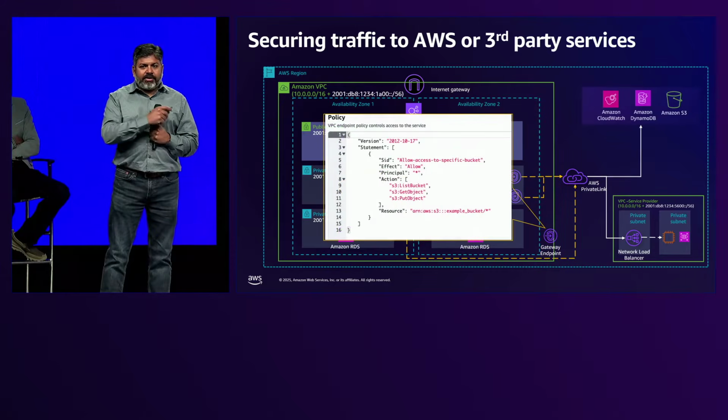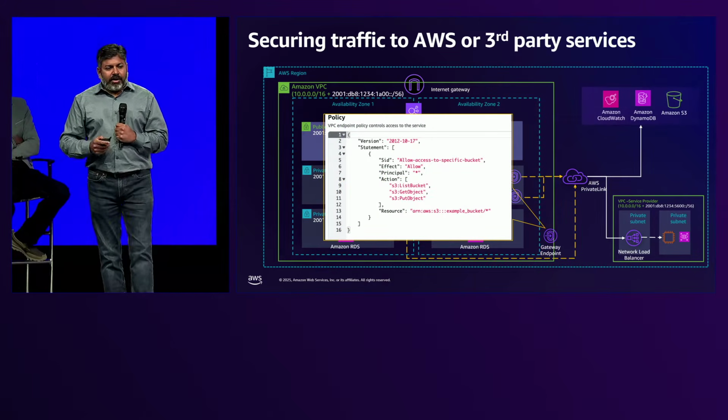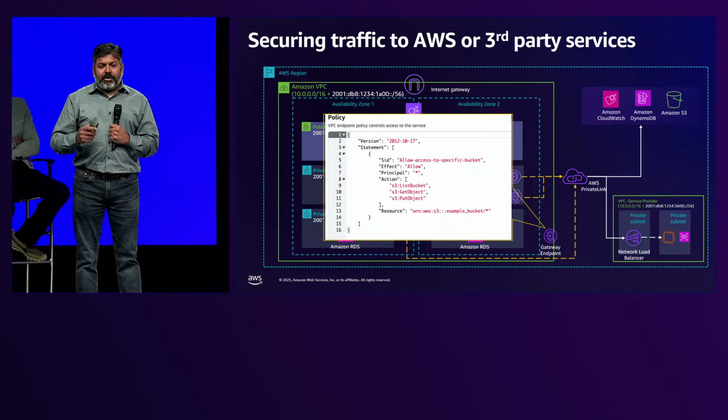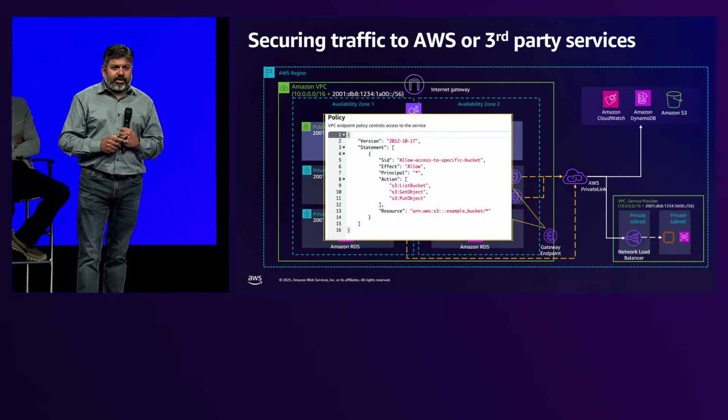Like in this example, we have a VPC endpoint policy which states that only traffic for certain actions and for a particular bucket can go via these endpoints. Other traffic will be rejected.